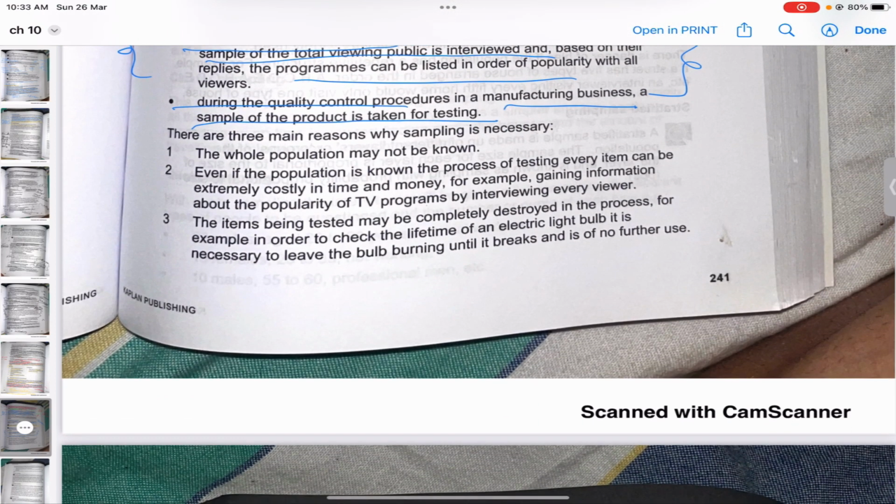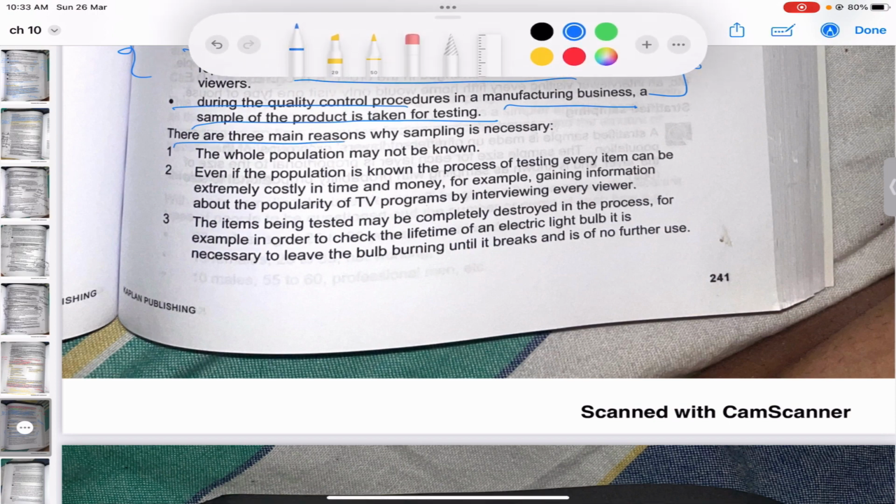There are three main reasons why sampling is necessary. Why is sampling necessary? First, the whole population may not be known, so we might not know what the entire population is. Second, even if the population is known, the process of testing every item can be extremely costly in time and money. For example, gaining information about the popularity of TV programs by interviewing every viewer. We discussed that it is not humanly possible to do that.